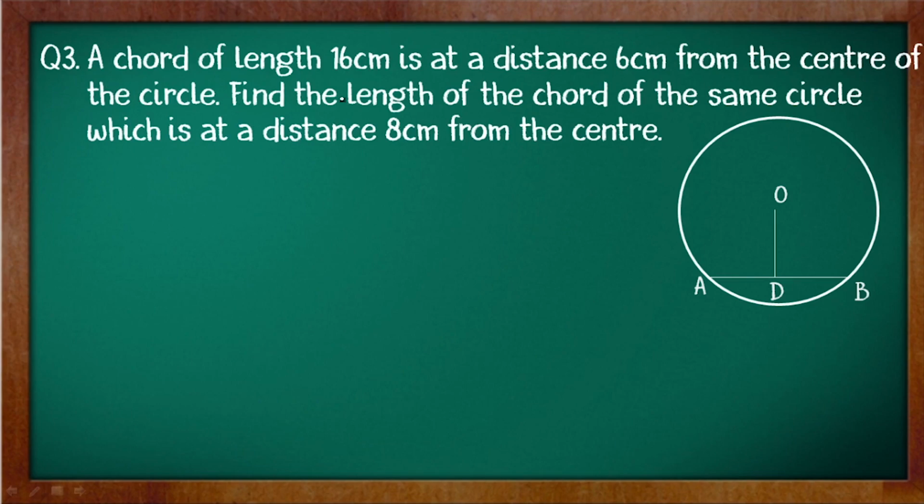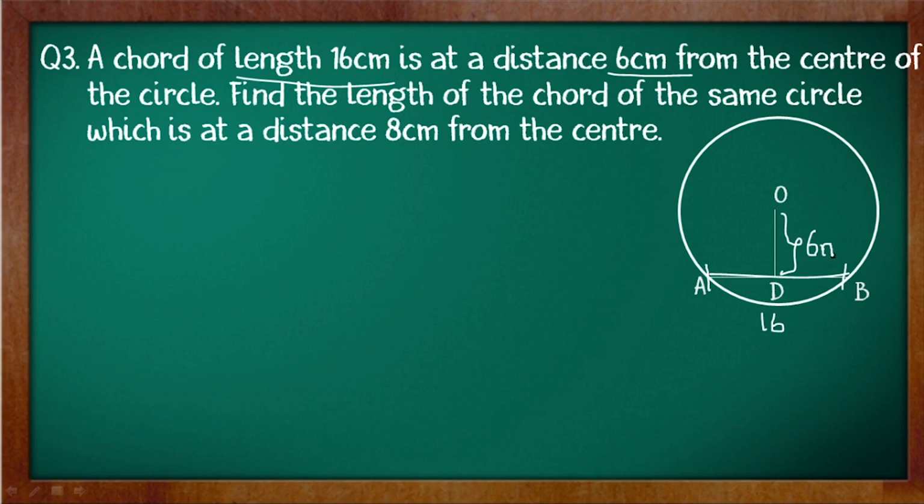So here it is given the chord of length 16 centimeters is at a distance 6 centimeters from the center of the circle. Suppose this AB is the chord of length 16 centimeters. Okay, this A to B is 16 and this is at a distance 6 centimeters from the center. So this is 6 centimeters.